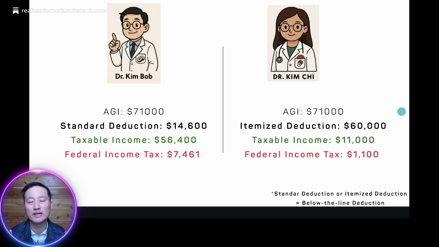As a result, Dr. Kimchi paid roughly $6,000 less in federal income tax compared to her brother, because Dr. Kimchi understood how below the line deduction worked. She took full advantage of it.